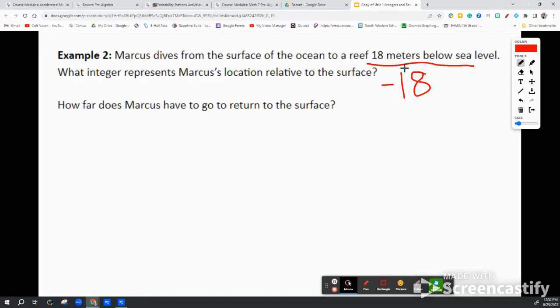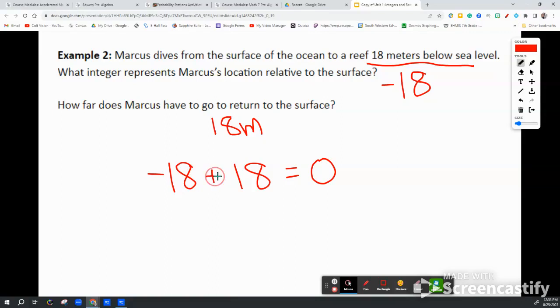So how far would he have to travel to return to the surface? He would have to travel 18 meters to get back to the surface. Because just like with the apple tree, just like with Alexis and her car, you need to go the same distance but in the opposite direction. So if he travels 18 meters below the surface, he would need to travel up 18 meters to get back to the surface. So those two trips are being combined to make 0.